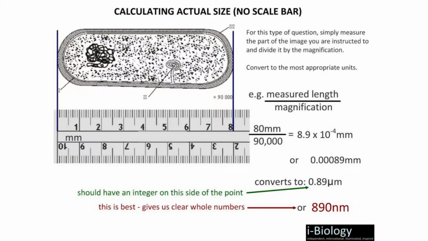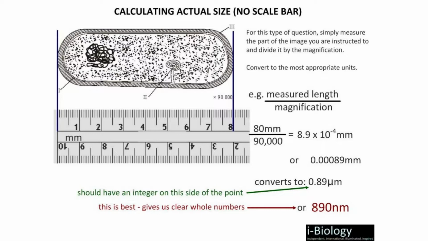Next, we'll talk about how to calculate the actual size. To calculate the actual size, it's a lot simpler. We just measure the length of the image and we divide it by the magnification. When you divide measured length and magnification together, the result will have the same units as the measured length. For example, if you measure in millimeters and divide that measured length by the magnification, the amount that you get will also be in millimeters, even though it's a small amount.